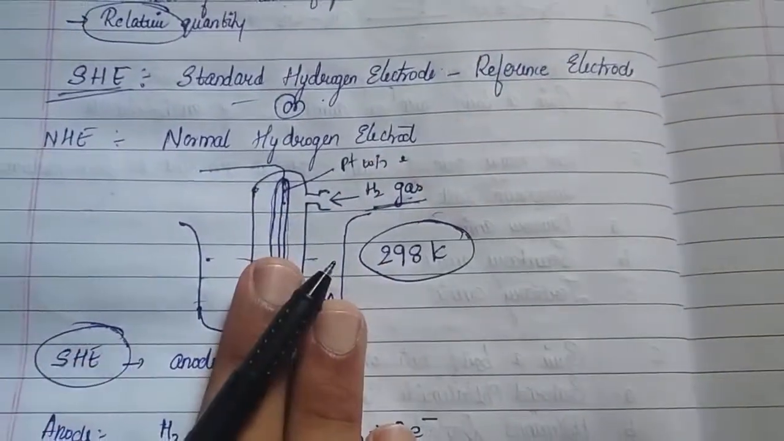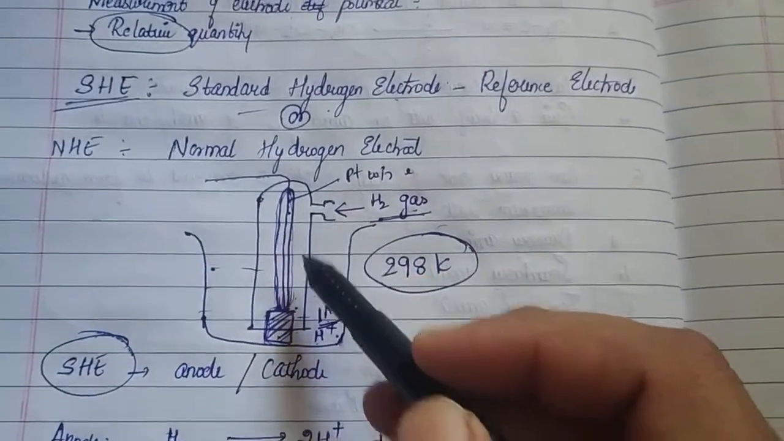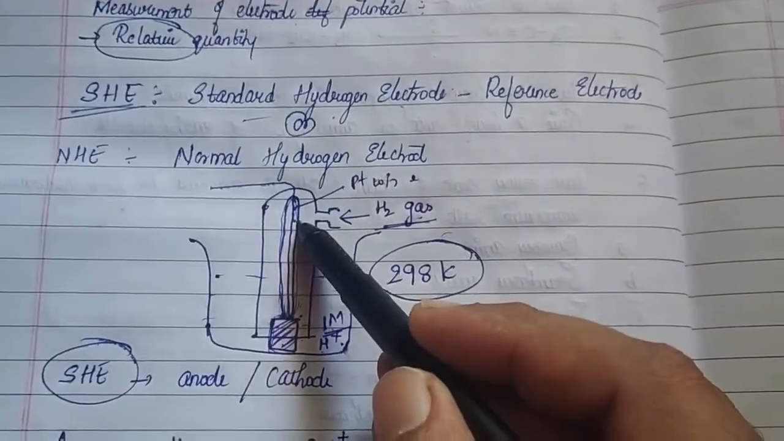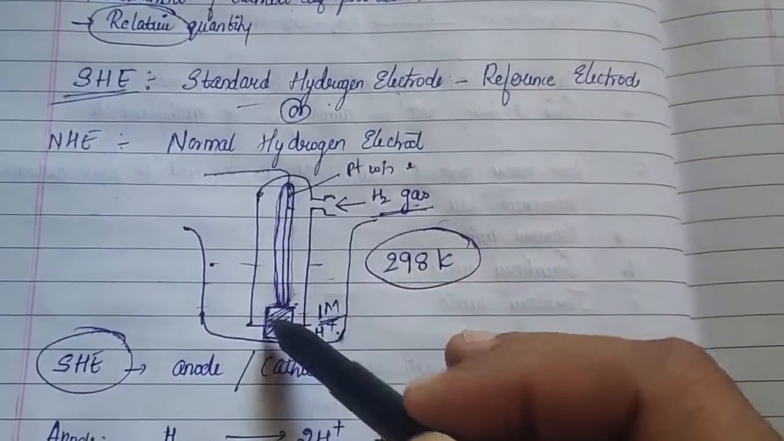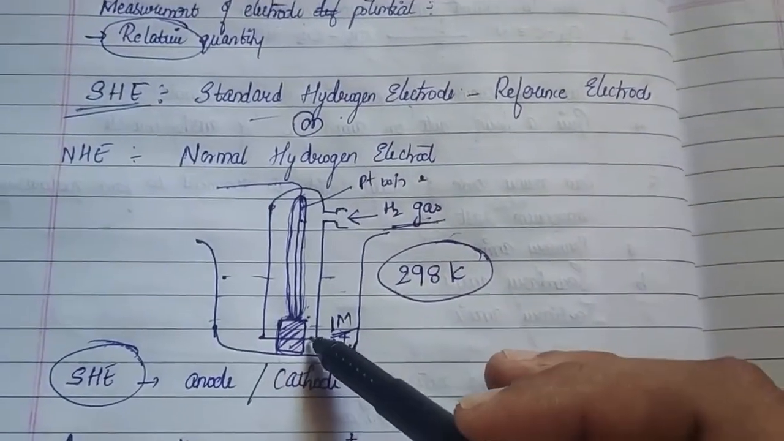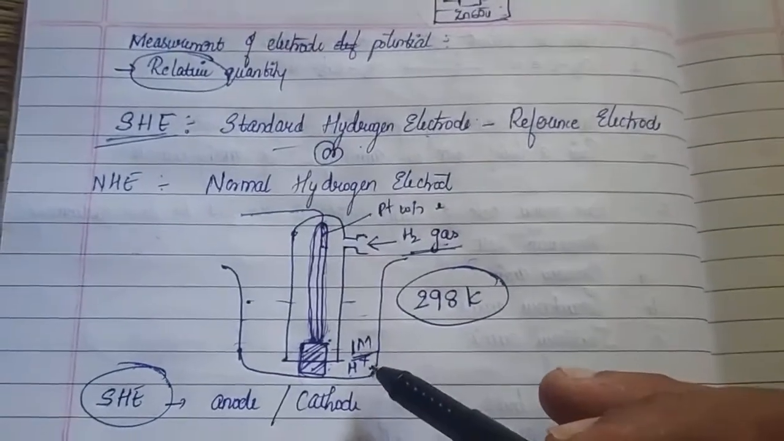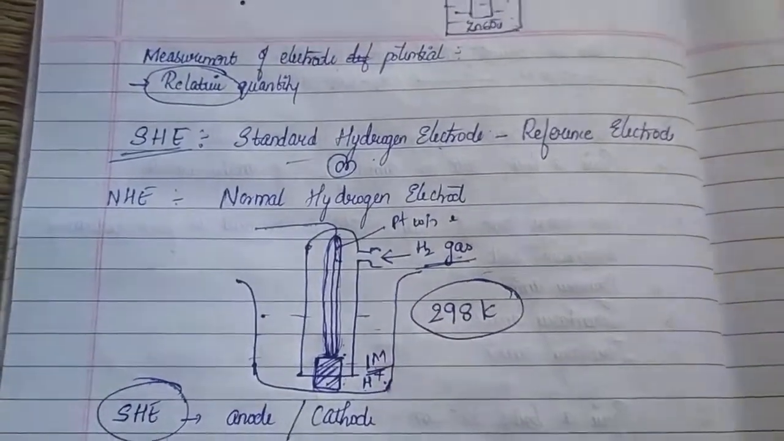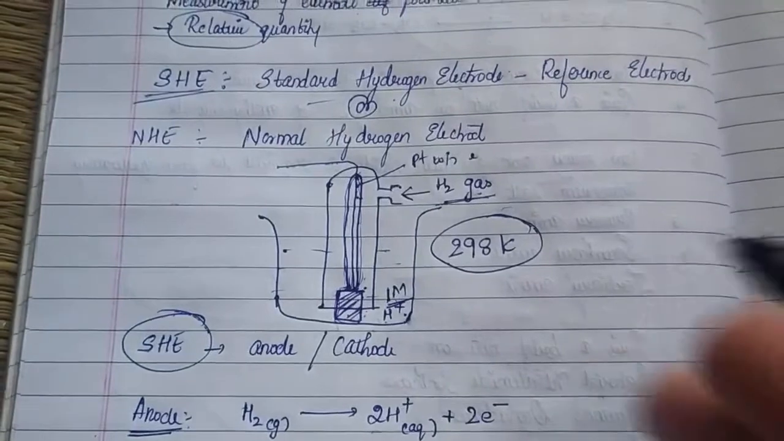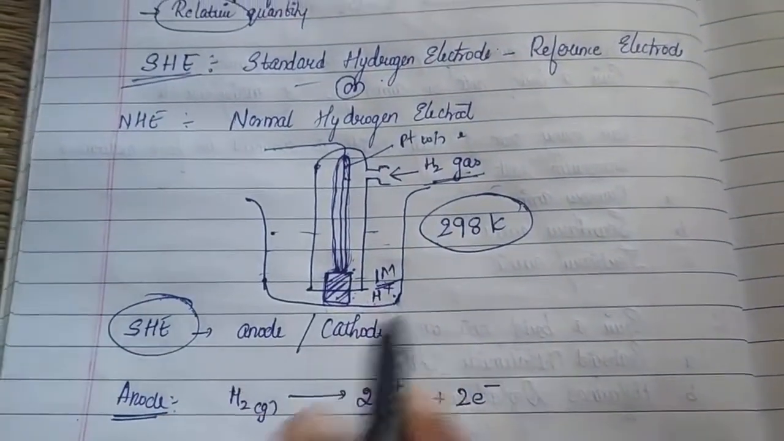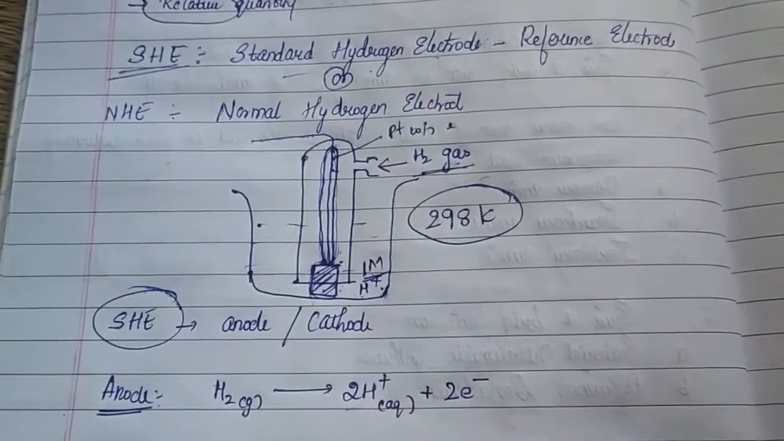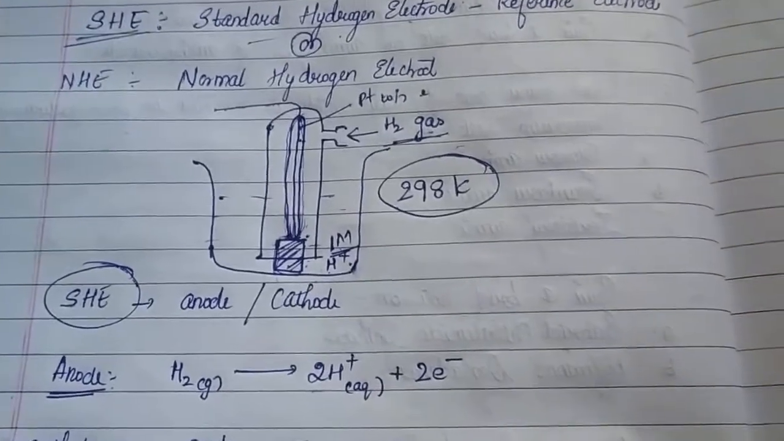So the overall setup you have seen contains a platinum wire, which is once again coated with platinum black and sealed in a glass tube, and at the end you have a platinum foil, which is dipped in a 1 molar acidic solution and maintained at a temperature of 298 Kelvin. So here SHE can act both as an anode as well as a cathode, depending upon what type of electrode you are choosing to measure the electrode potential.